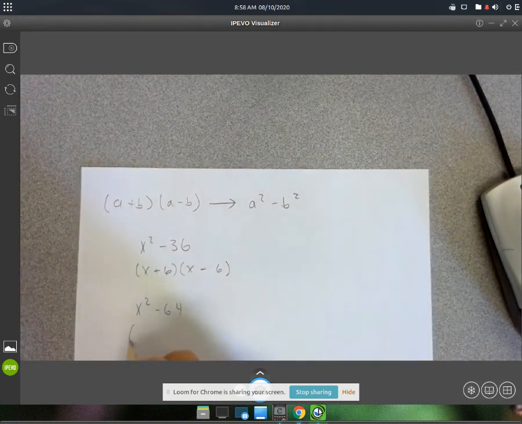The next one, x squared minus 64. Same sort of setup. Square root of x squared gives us x, and one's plus, one's minus. Doesn't matter. Square root of 64 is 8.